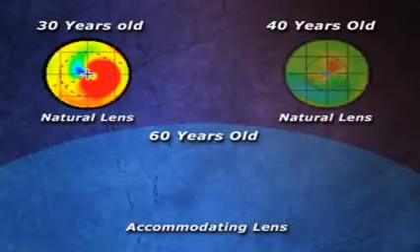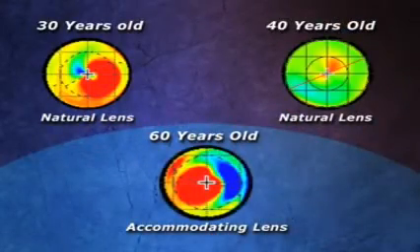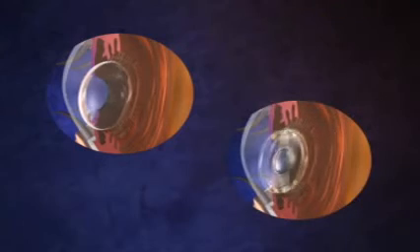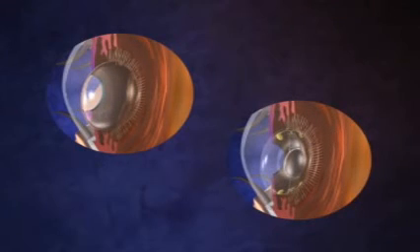And as we've shown through detailed wavefront analysis, both the natural lens and the accommodating lens arch or change their radius of curvature to produce clear vision at any distance.